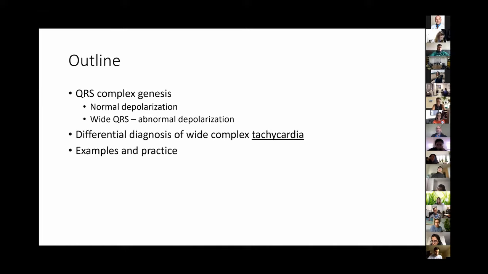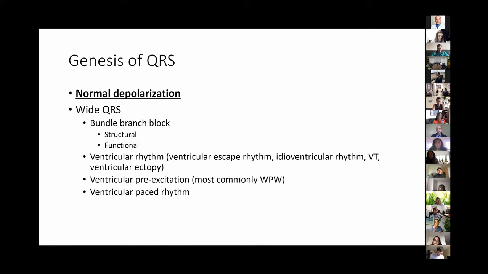All right, so the outline. First we have to understand how the QRS complex is generated, because you have to know normal depolarization and why the QRS complex looks the way it looks, and then you will understand some variations of abnormal depolarization and why it becomes wide. Once we go over that, we'll go to differential diagnosis, and then we'll have some examples. So first of all, normal depolarization. Let's talk about that.